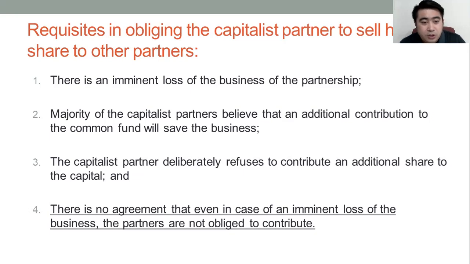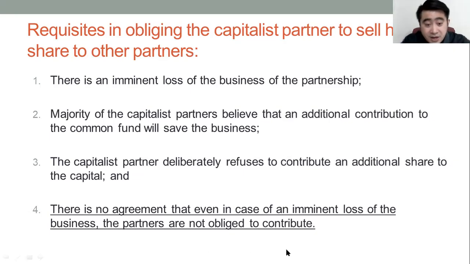Number two, majority of the capitalist partners believe that an additional contribution to the common fund will save the business. A perfect example: paano kapag wala nang pambayad ng renta yung partnership business, and the only way to save the business is to have more capital, to have additional funding? So dapat magbigay talaga yung capitalist partners ng additional funding. Number three, the capitalist partner deliberately refuses to contribute an additional share to the capital. Yung talagang ayaw niya, deliberately nire-refuse niya. Basta ayaw lang niya maglabas ng pera to save the business.